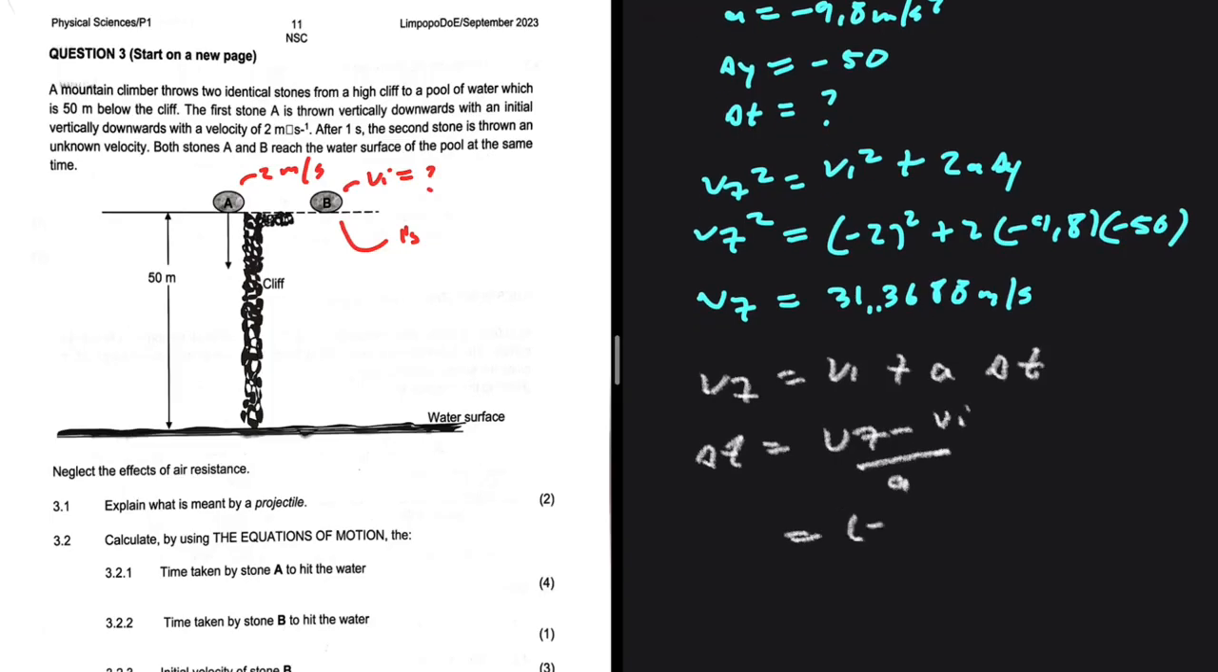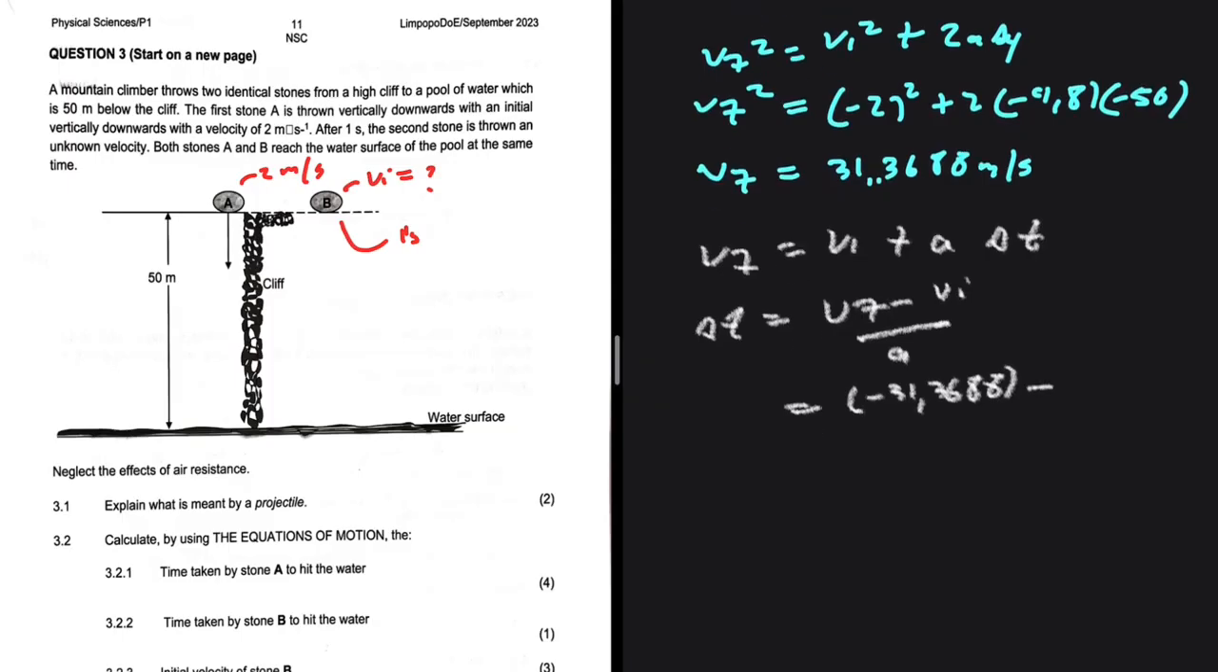Vf is minus 31.3688 minus Vi. Vi is minus 2 meters per second, right? And then we divide it by the acceleration, which is minus 9.8. And then our delta t is 2.99. Well, it is just 3 seconds because we're supposed to round it off to 2 decimal places if it is our final answer. So we have 3 seconds.